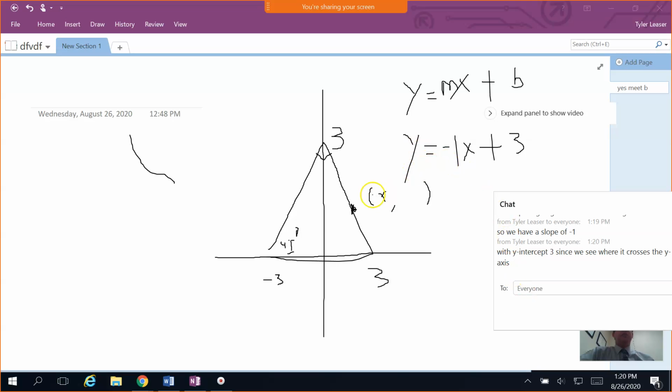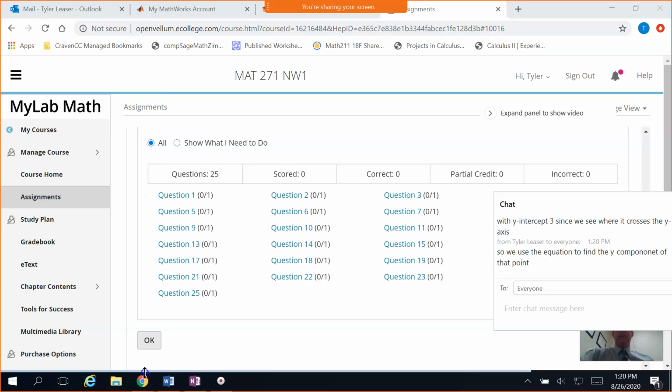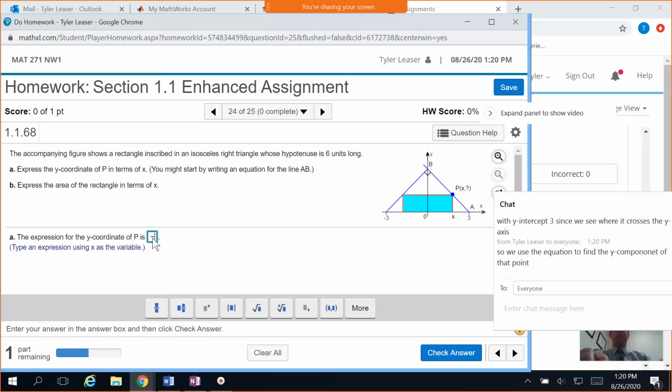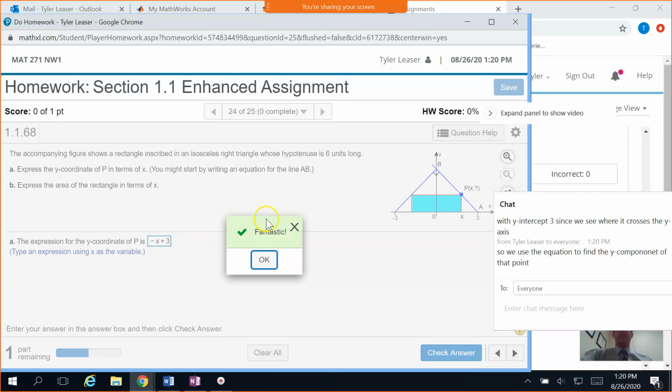So that's going to be the equation of this line, and in fact that's what's going to go here. That's going to be the first answer to our question. If x is the horizontal component, we can find the y component by just plugging it into the formula there, and we get -x plus 3. I think I spelled component wrong there, but that's all right. So if I go back into the homeworks, the expression for the y coordinate is going to be that -x plus 3, that equation that we just found.